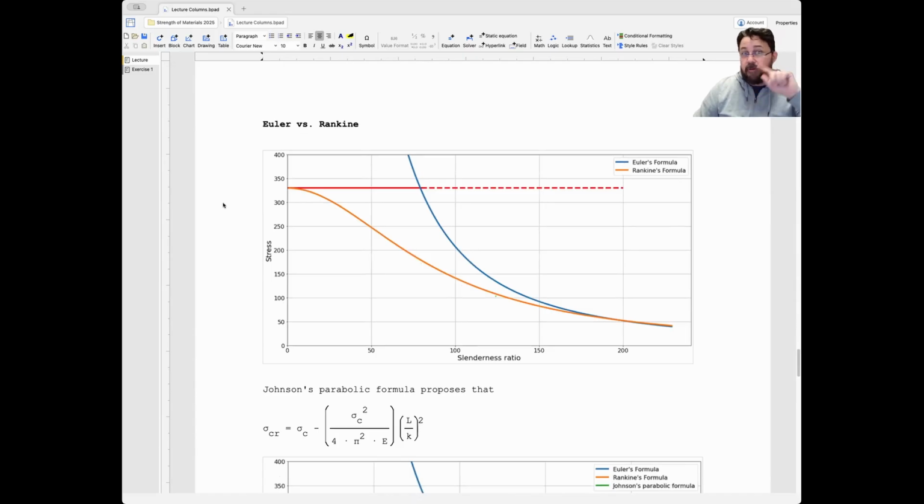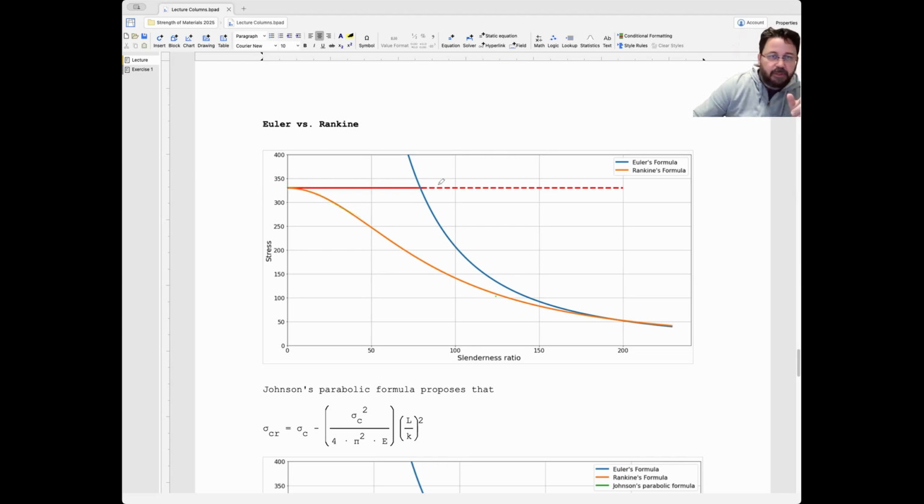If I plot rankings, this is my plot, by the way. I did it using Python. So if you plot rankings, let's say the curve, you're going to have here Euler, and this is Rankine. You see how smooth it goes? And this is the 330 megapascals mark we use. So this is a kind of reference material. We can say that Euler starts working here, but Rankine might seem to work all the way down.